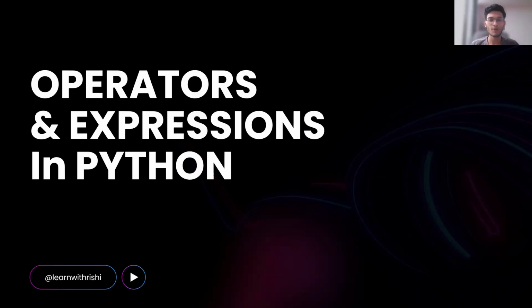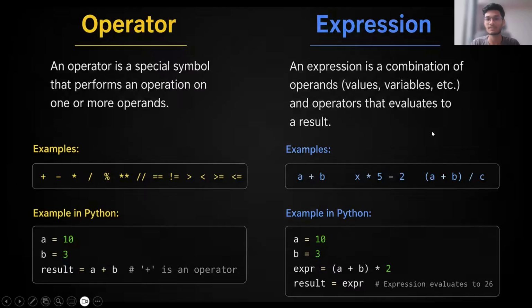In the previous module, we discussed how data is stored, how variables are stored, what a data type is, how we can take input and how we can show the output in Python. In today's video, we are going to focus on operators and expressions in Python. So let's get started. We will first see what an operator means and what an expression is.